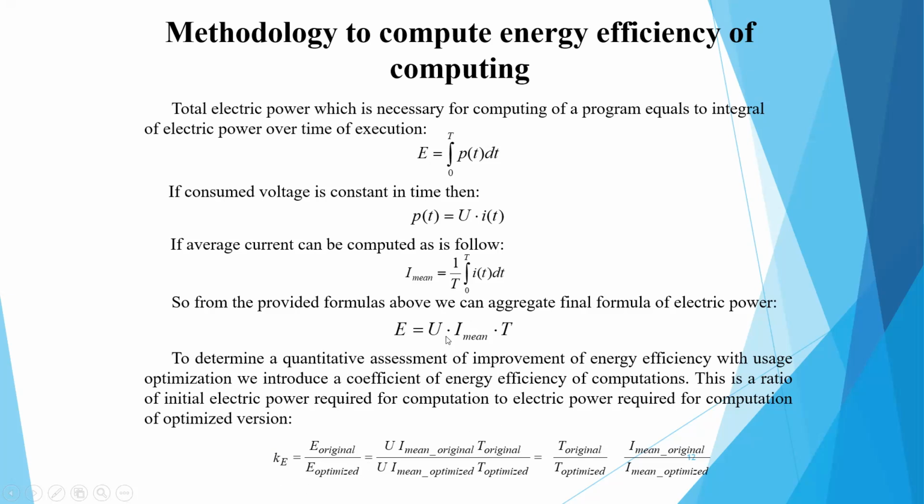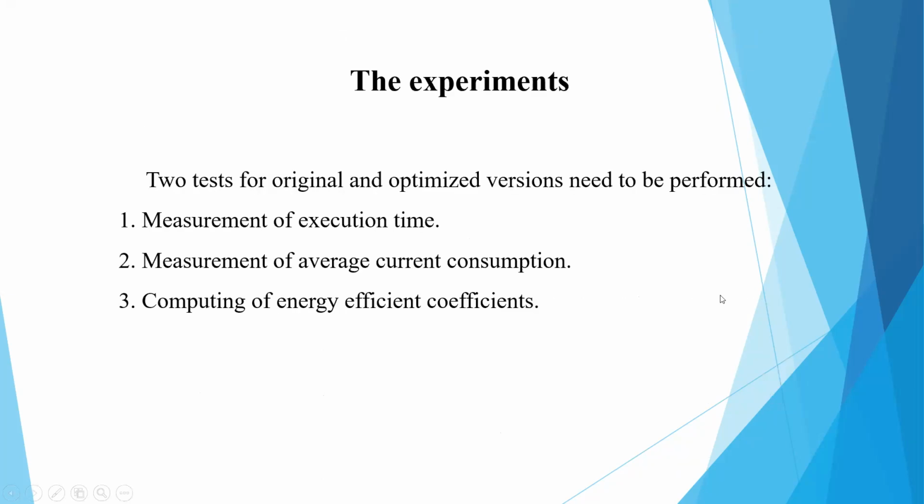If voltage is the same, it can be eliminated, and we have actually a multiplication of two ratios: execution time and current consumption. So actually what we need to do to compute energy efficiency is just to find out these values. As you can see, it's just 3 steps. The first 2 are measurement of execution time and average current consumption.